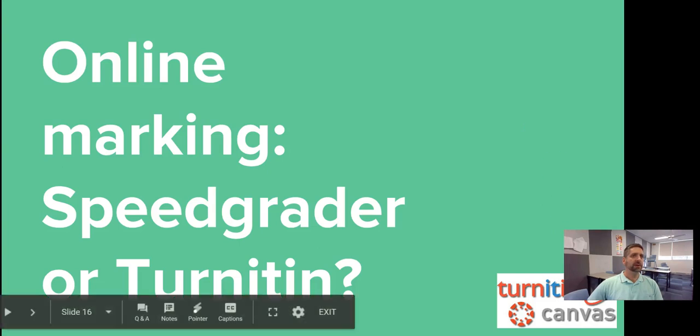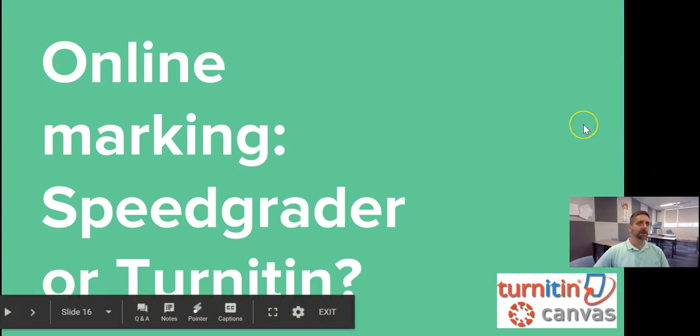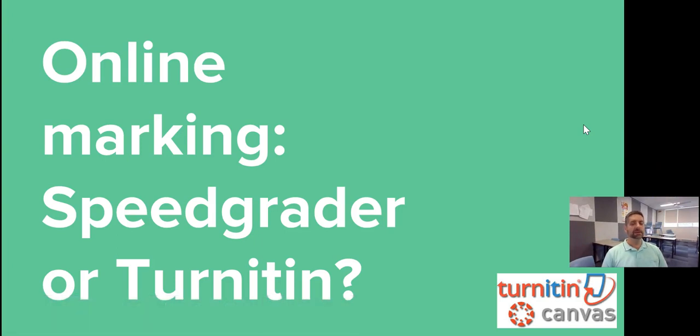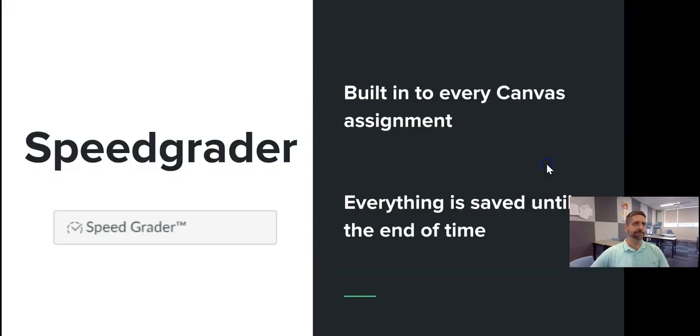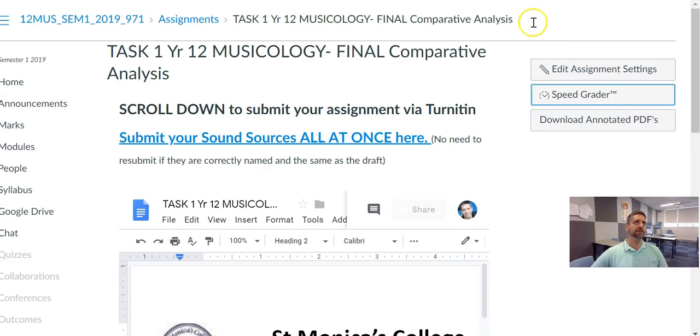If you like to do your marking online, or if you want to not have to scan everything in, as we will have to do, especially for senior work, you can do the marking online and then download it with the annotations. And there are two options here really for us when you're using Turnitin. Speedgrader is the first one. It's built right into Canvas in the assignment. I'll show you the assignment.